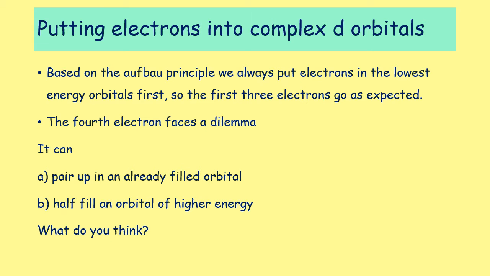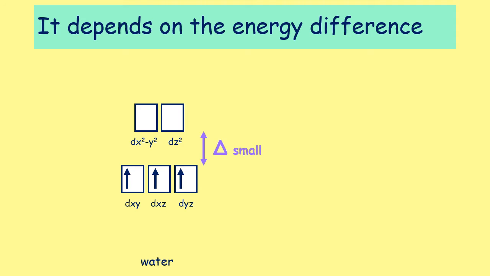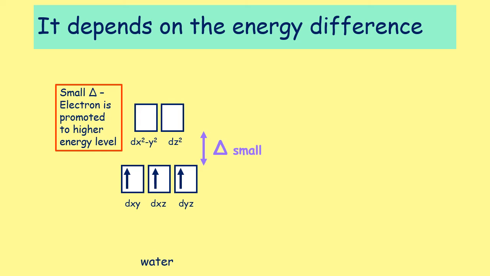Well, I hope you've managed to form an opinion, but the truth is, it actually depends on the type of ligand, the type of metal, and the energy difference. So here we have a case where we have a small delta. Where the delta is small, the energy difference is small, the electron is going to move up. And that's because electrons always do what requires less energy.